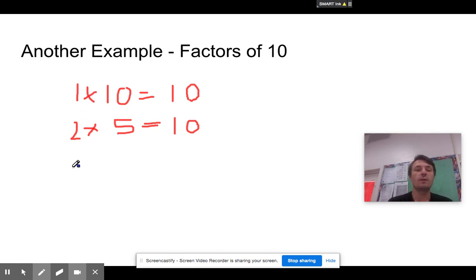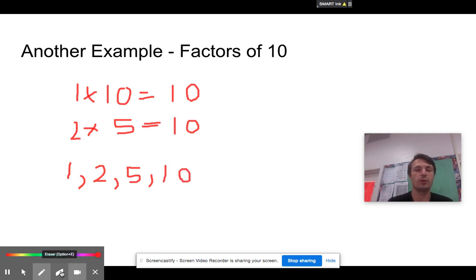So the factors of 10 written in order from least to greatest are 1, because 1 times 10 equals 10. 2, because 2 times 5 equals 10. 5, because 5 times 2 equals 10. And 10, because 10 times 1 equals 10. And those are all the factors of 10.